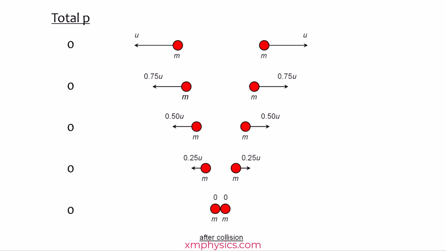All of them have total momentum of zero. All of them fulfill PCOM. All of them are possible outcomes. So what's going to determine which of these outcomes is going to be the actual outcome?